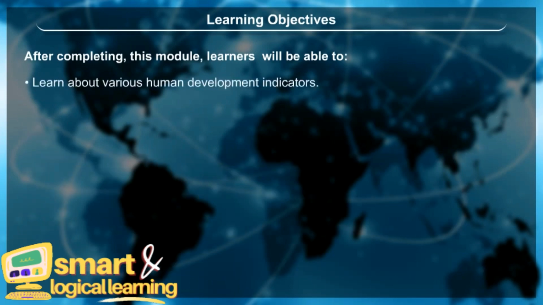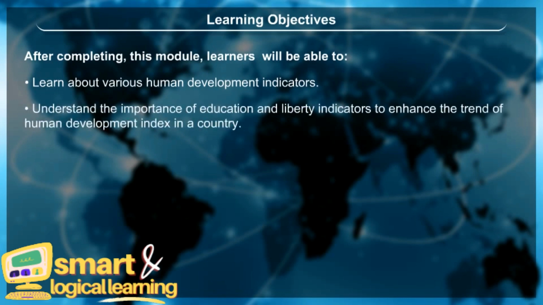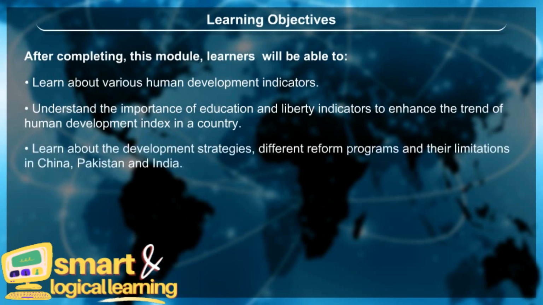Learn about various human development indicators. Understand the importance of education and liberty indicators to enhance the trend of the Human Development Index in a country. Learn about the development strategies, including different reform programs and their limitations in China, Pakistan, and India.